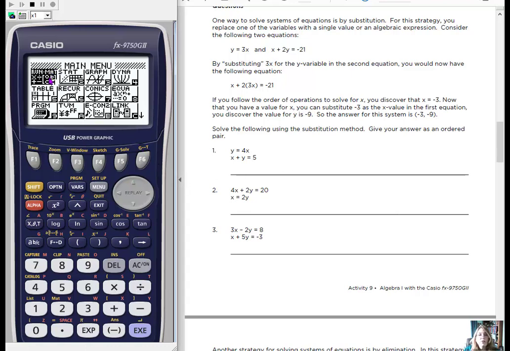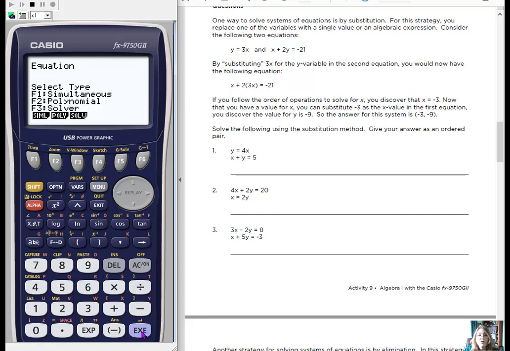So in this particular case, we're going to be using the equation menu here. So I'm going to arrow down. Once I have it selected, I'm going to hit execute, and it brings me into the options here. And I want to do simultaneous because I have two or more equations that I'm trying to solve at the same time, find their intersection point or points. So I'm going to choose F1.